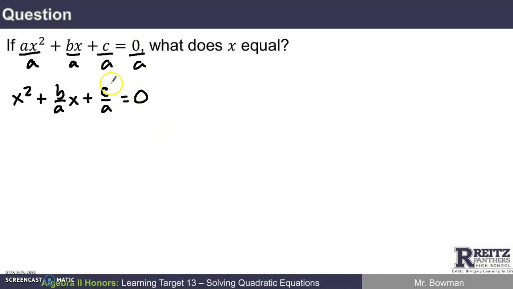We know that completing the square is a process by which I need the x squared and x terms by themselves. So let me take this c over a term and move it to the right side and make it negative. X squared plus b over a times x, I'll leave some room here, equals negative c over a.